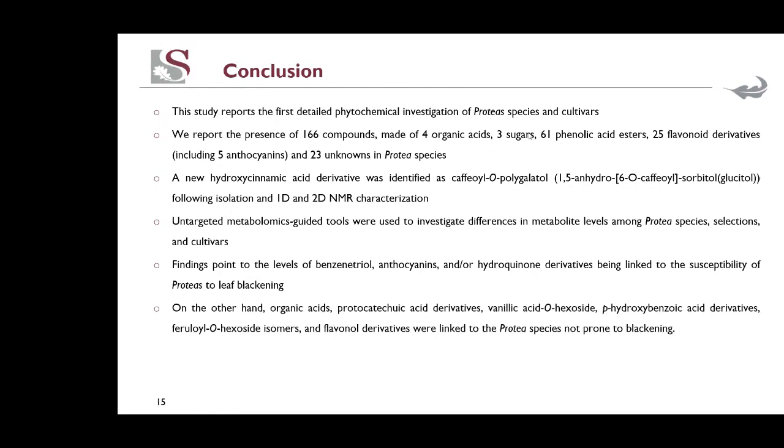Using untargeted metabolomics tools, we're able to investigate differences in metabolite levels among Protea species and cultivars. This untargeted approach points to the levels of benzene triols, in some cases anthocyanins, and hydroquinone derivatives that could be linked to the susceptibility of Proteas to leaf blackening. Whereas in group 3, organic acids and compounds that have catechol groups are linked to Protea species not prone to blackening.